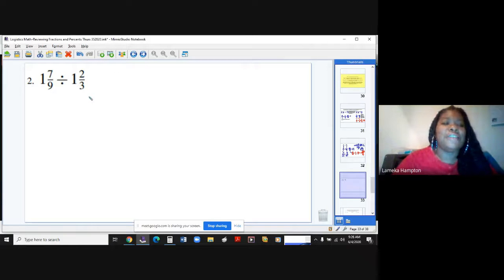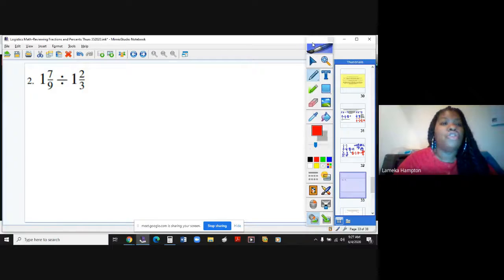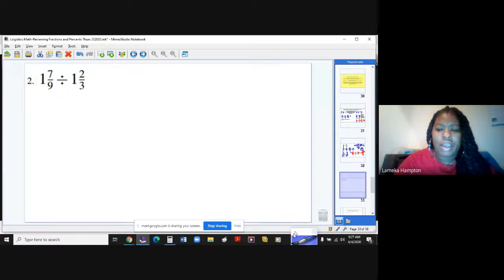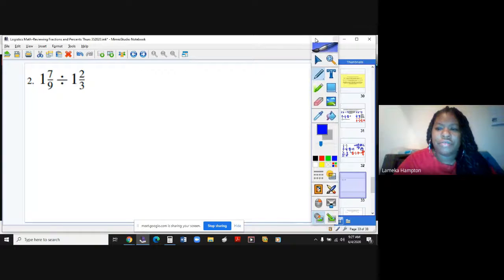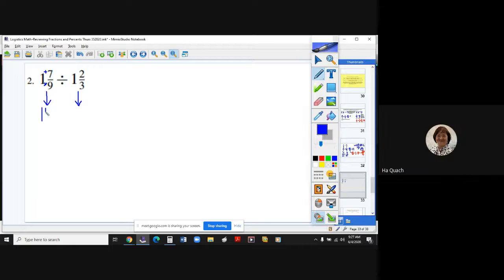Okay. So what I'm going to do is, again, change each mixed fraction into an improper one. And again, you're going to see why it is easier to do that. And I'm going to change my color back to blue here. All right. So now I have 9 multiplied by 1, and that gives me 9. I'm going to add 9 to this 7. So 9 plus 7 gives me 16/9.